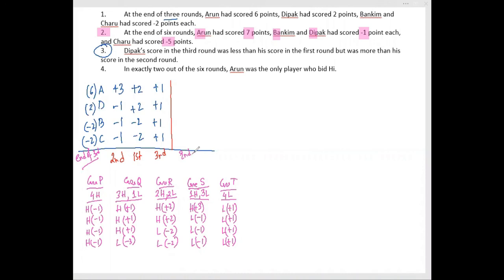Now the end of the 6th round, the points, if I write, it has mentioned Arun 7 points, D -1, Deepak -1, Bankim -1 also, Chiru is -5. Yes, these are the points. Now it is at the end of the 6th round.